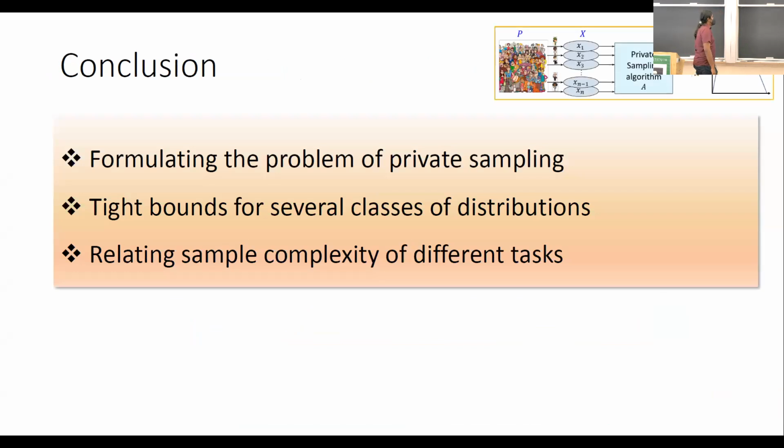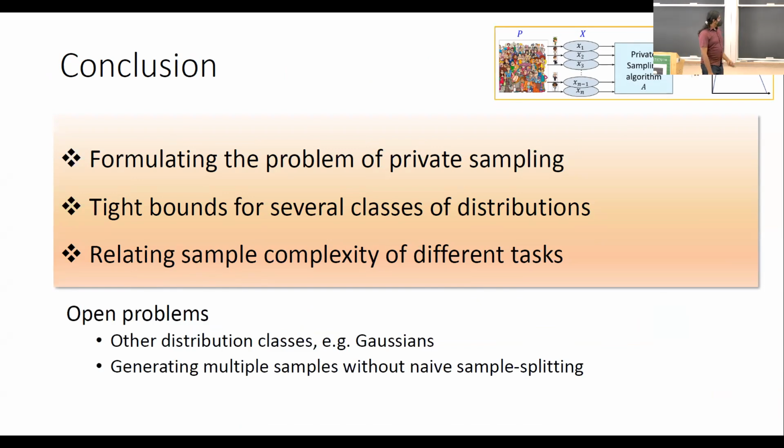To just conclude, our main contributions were formulating this problem of private sampling, giving tight bounds for several classes of distributions, and relating the sample complexity of private learning and private sampling. And some interesting open problems: do this for other distribution classes. And also I think an interesting problem is to generate multiple samples without doing the naive thing. The naive thing is to split your data set and run the sampler in each split separately, but that's not super sample efficient. You could also try to do post-processing. If you have a distribution, you could just sample from it over and over again, but then you lose in accuracy each time. So do something that's not those two things.